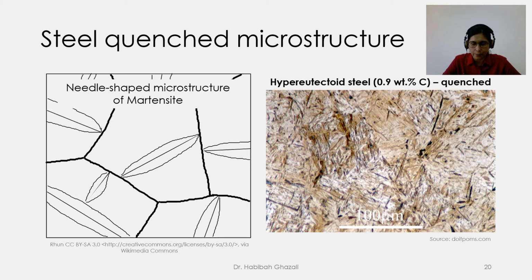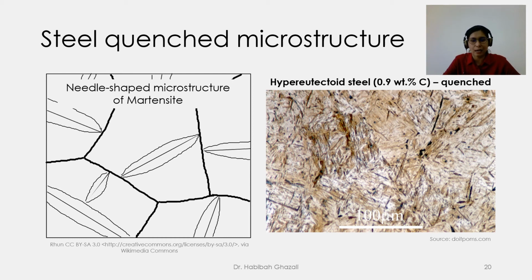If you look at the hypoeutectoid steel microstructure that has been quenched, this is how it would look. So from module 4, where we learned about strengthening mechanisms of materials, we can increase strength and hardness by transforming the grain size to a much smaller grain size. So this is what happens. This is why the quenched steel microstructure is hard and very, very strong.